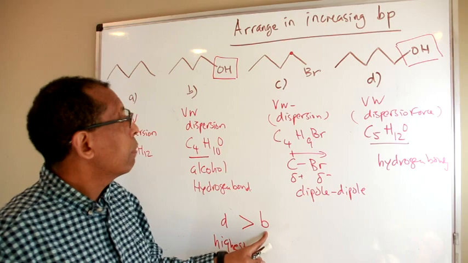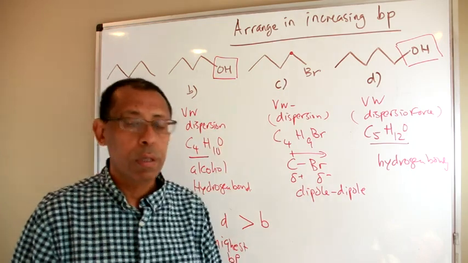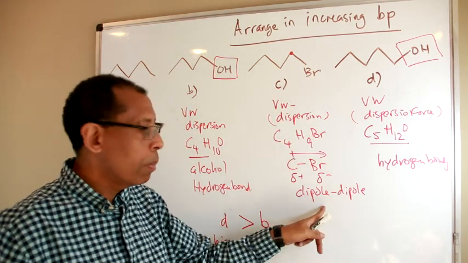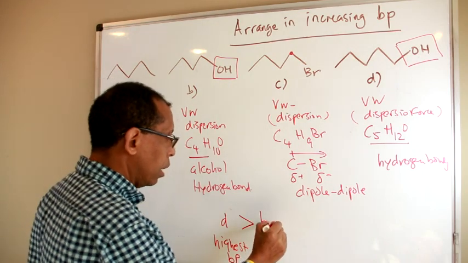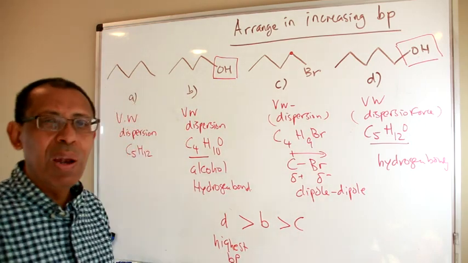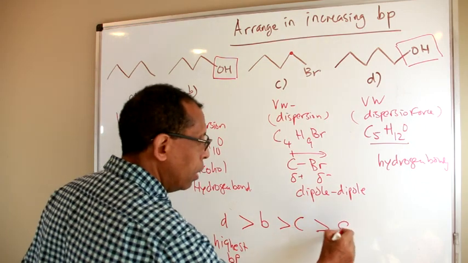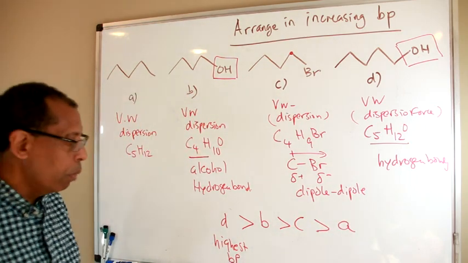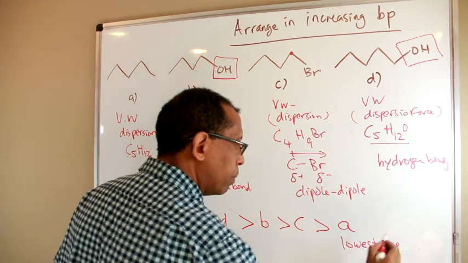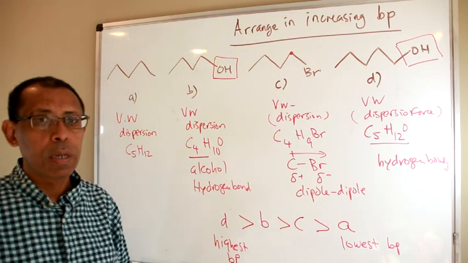but next followed by B, which is hydrogen bonding and also dispersive force. Next one would be a dipole interaction, which is compound C, and the lowest boiling point is compound A. So this is the order of boiling point, from lowest to highest, because of the differences in intermolecular forces.